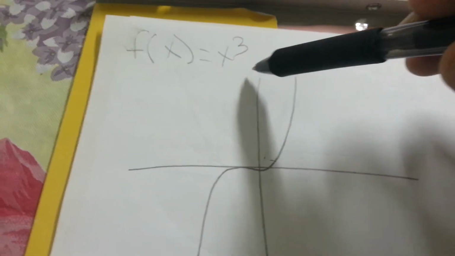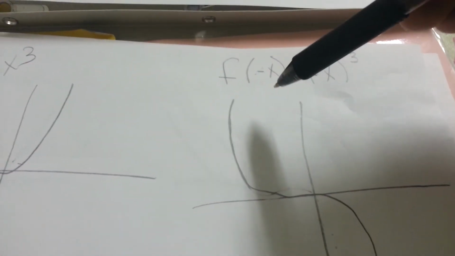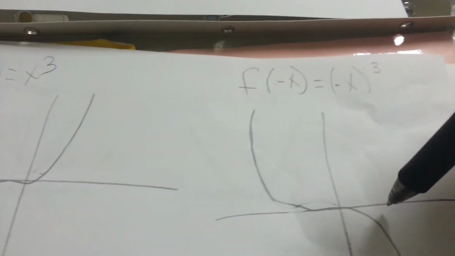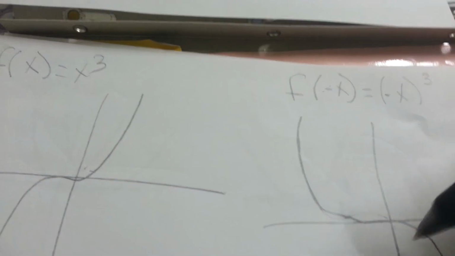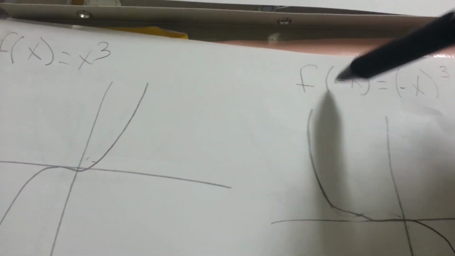And now we come to f of x equals x cubed. This one is the graph for f of x equals x cubed. But if we wanted a negative, that would be f of negative x, which equals negative x cubed. And this is because it's reflecting over the y-axis. And that is why this one is negative and that one is positive.